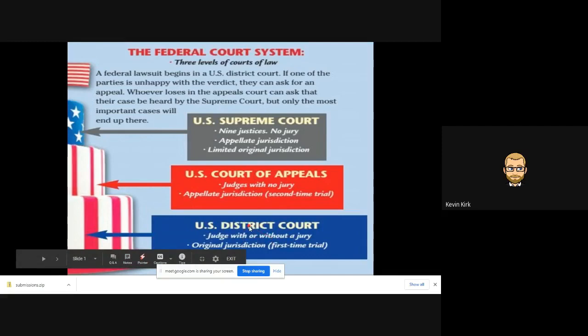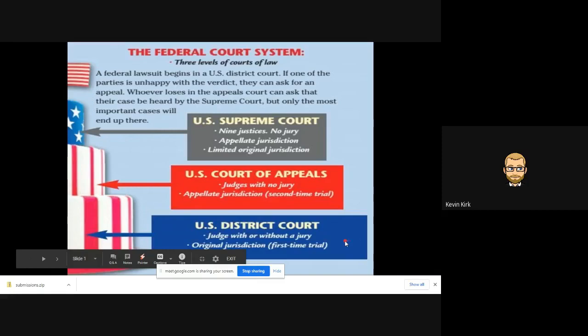U.S. District Court is the federal court that deals with federal lawsuits and federal felonies, charges like kidnapping, racketeering laws, tax laws, anything that has to do with the federal government. If someone was to murder a government official or an FBI agent, those are also federal court cases. That would be a federal murder charge, which is a felony. The U.S. District Court has original jurisdiction. Original jurisdiction means first-time trials. It says that in the box right here.